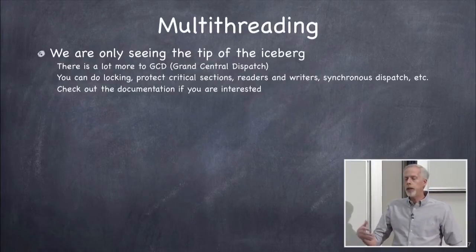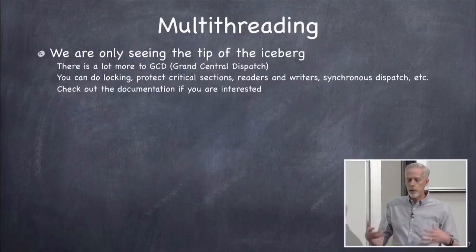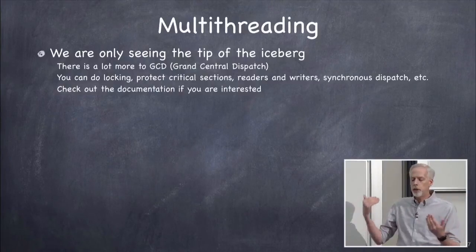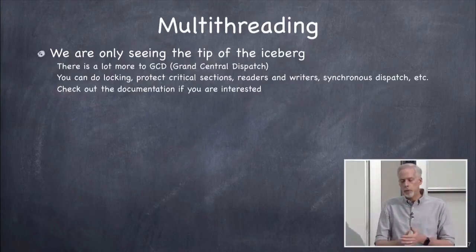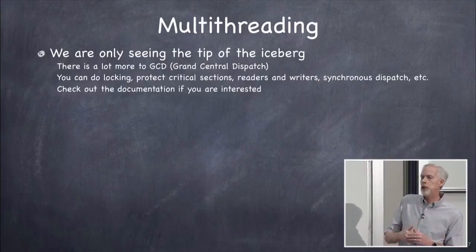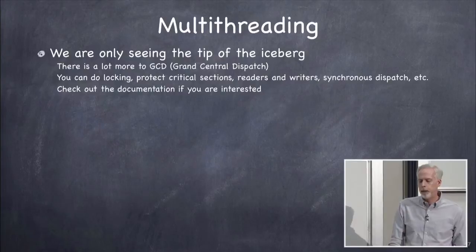For those of you who do know about multithreading, you can do all the things you can expect. Protecting critical sections, readers and writers, single writer, multiple readers. You can do synchronous dispatch. You can do locking. All the things you need to do, you can do. I'm not going to talk about any of that, but it's all there. Okay.